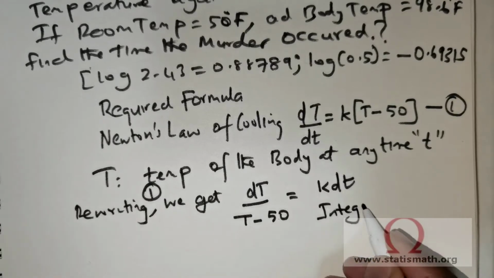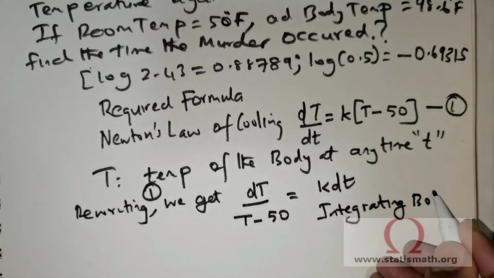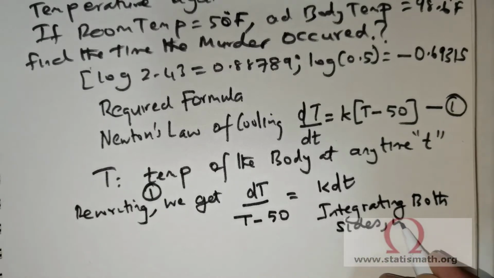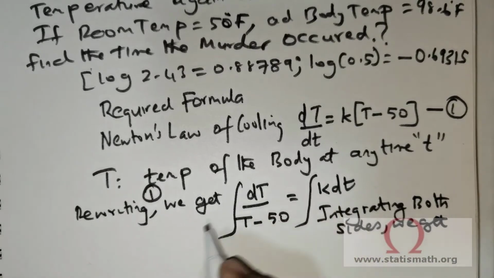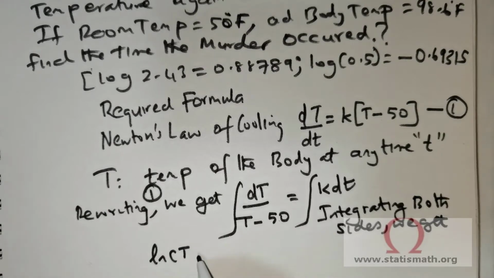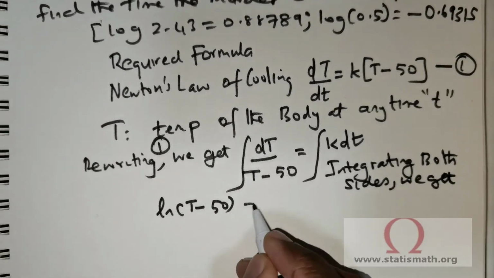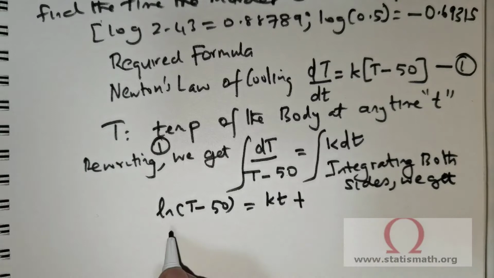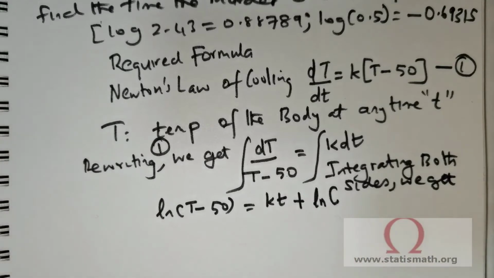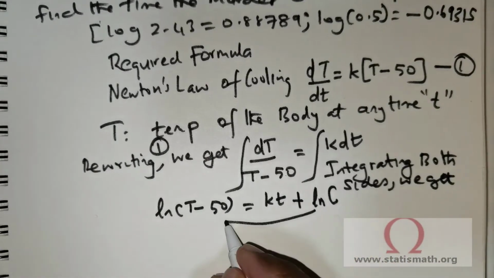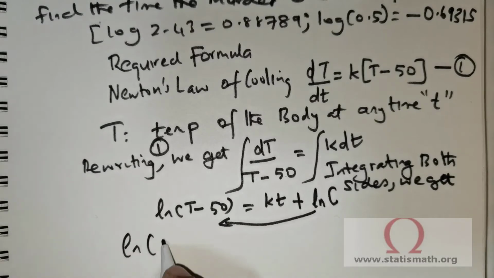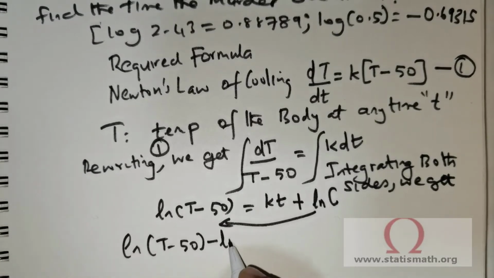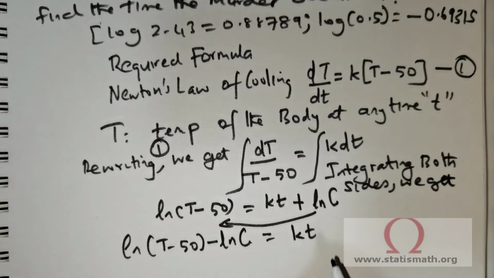Integrating both sides, we get the integral on each side. This is going to be ln of (T negative 50), and this is going to be K times t. We need to place an arbitrary constant, but whenever we have application problems in differential equations, we place ln C as the arbitrary constant. I would move this to the left, so that would give me ln of (T negative 50) negative ln of C is equal to K times t.